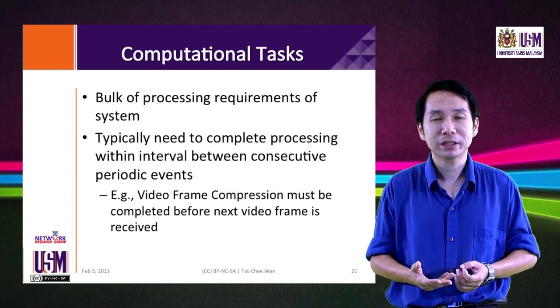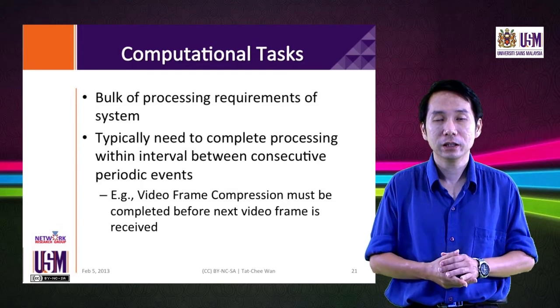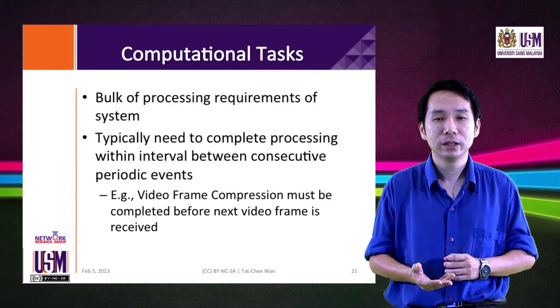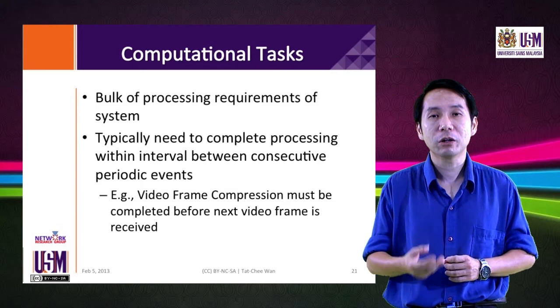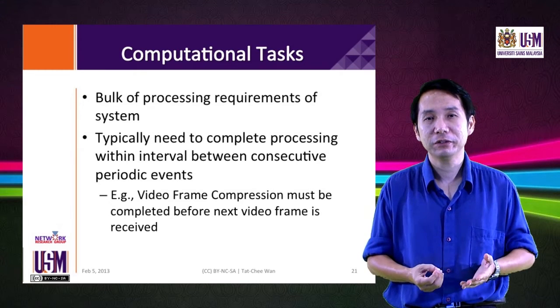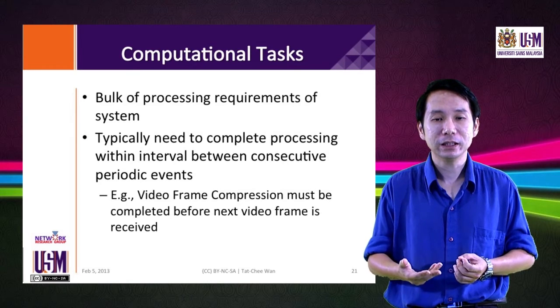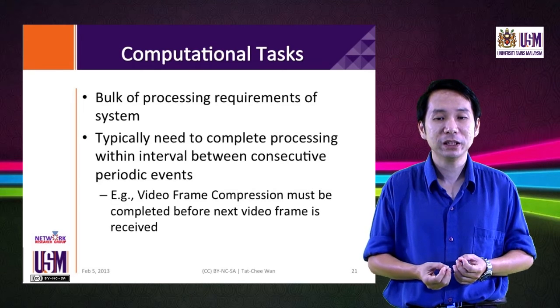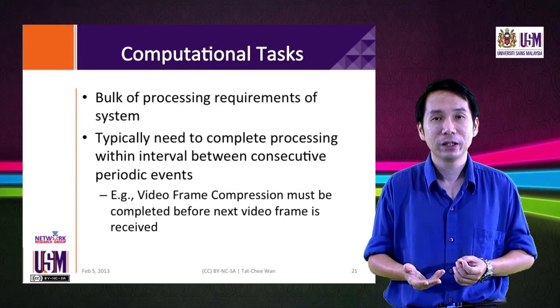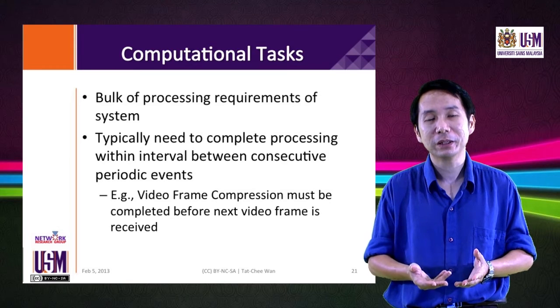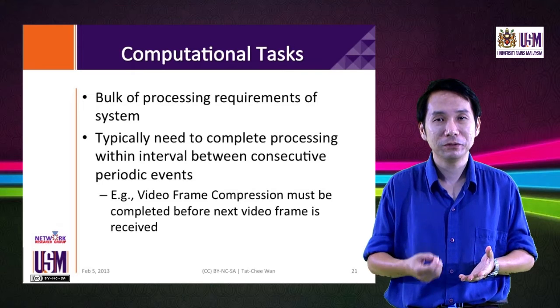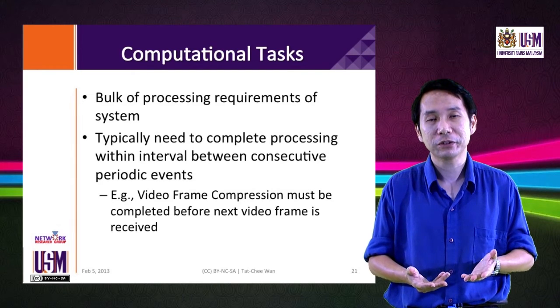Next, we come to the computational tasks layer. Basically, these are the libraries that are provided for various processing tasks in the system. The bulk of the processing requirement of the system will be handled in this layer, and typically they need to complete the processing within an interval that is between the consecutive periodic events. One example of this is video frame compression to be done in a video camera, which must be completed before the next video frame is received. If it takes longer to compress a given video frame than before the next frame arrives, then we may end up having corrupted video output or else lost video frames.